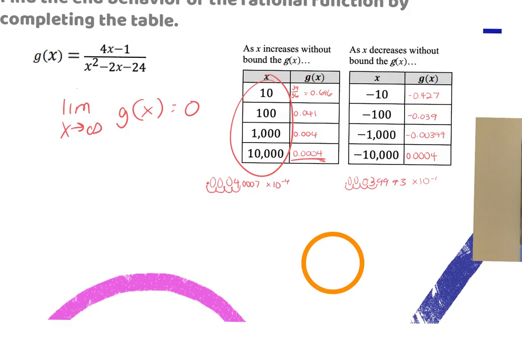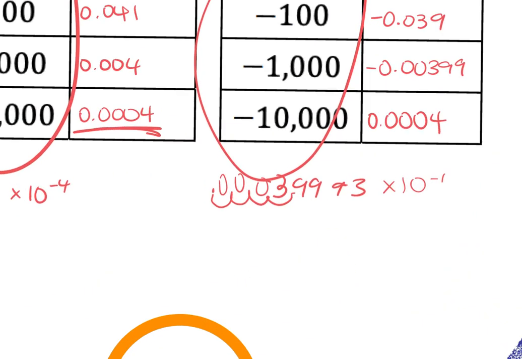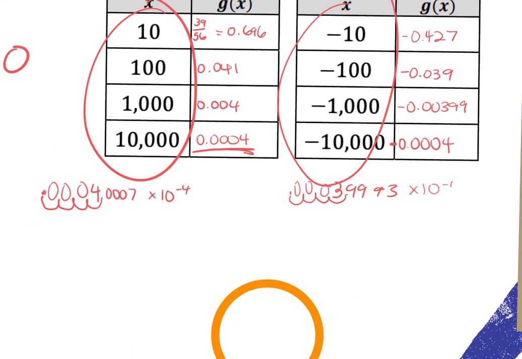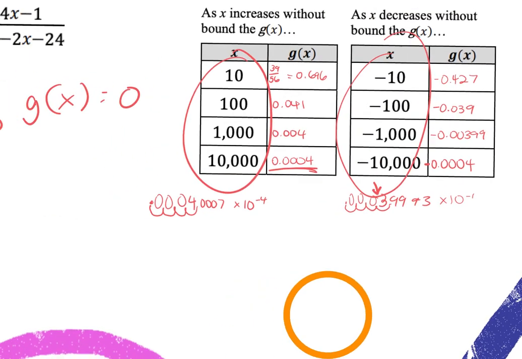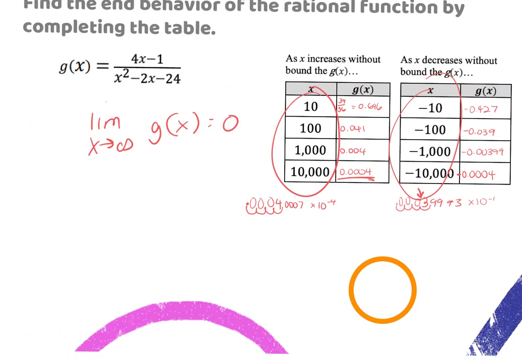And then on the left-hand side, right, because it's negative 10, then negative 1,000, so it's getting further and further left. What's happening to those values? Are they getting bigger or smaller? Are my g of x values getting bigger or smaller? They're getting bigger. Oh, this should have had a negative. This was a negative. It was there. I lost it when I wrote it, okay? If they're getting bigger, but again, getting closer and closer to 0, never crossing 0, which means the left-hand side of my graph is also going to 0.